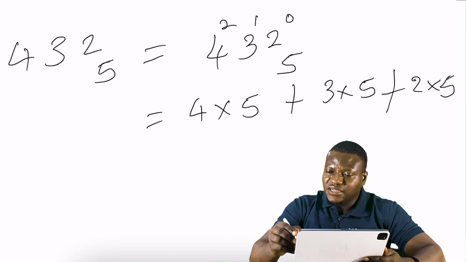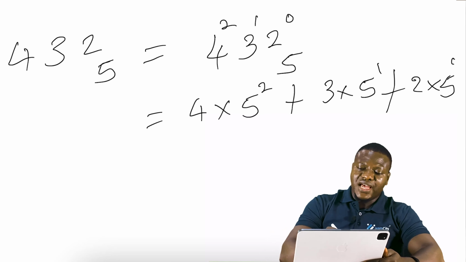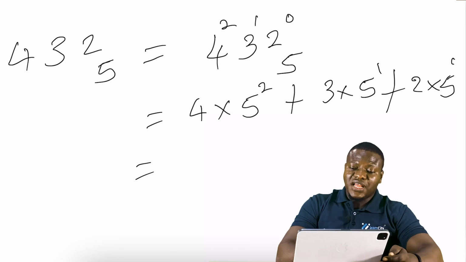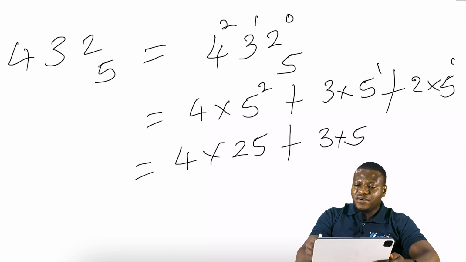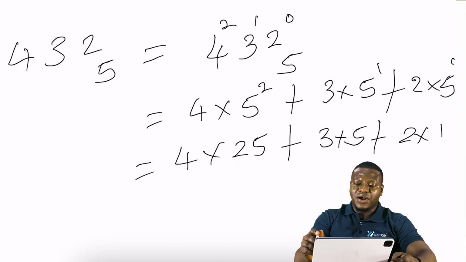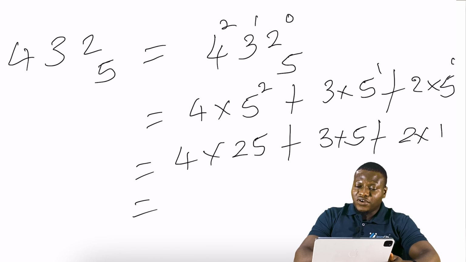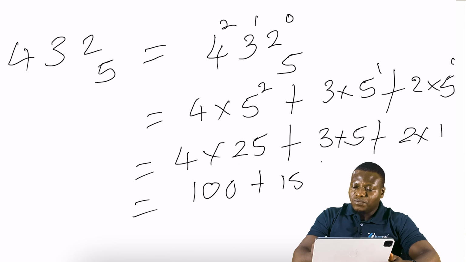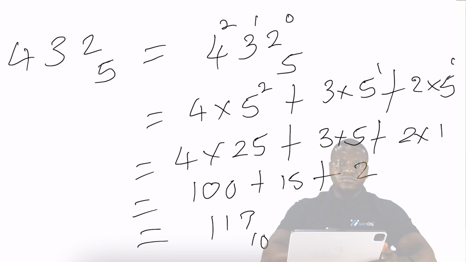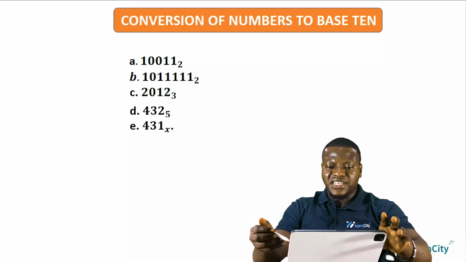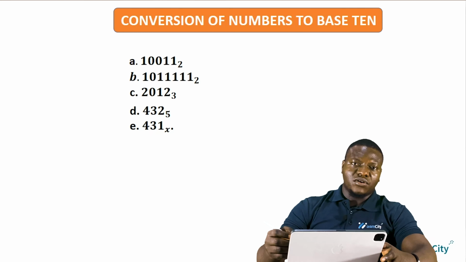Now we will label the powers behind according to what we have numbered, 0, 1, and then 2. So here this is going to be 5 raised to power 2, that is 4 times 25, plus 3 times 5, plus 2 times 1. Anything raised to power 0 is 1. This gives me 4 times 25, that is 100, plus 3 times 5, that is 15, plus 2 times 1, that is 2. If I add this up, this is going to give me 117 base 10.